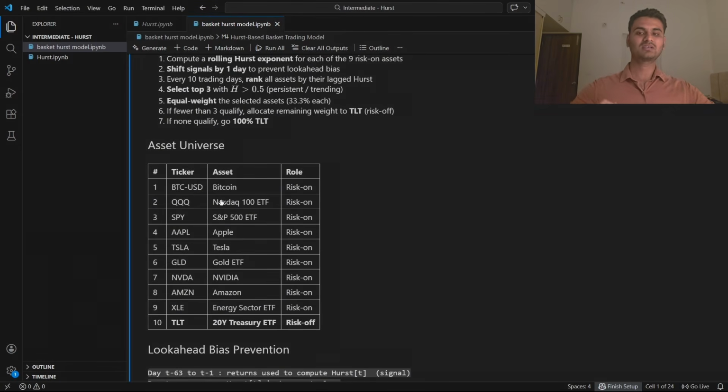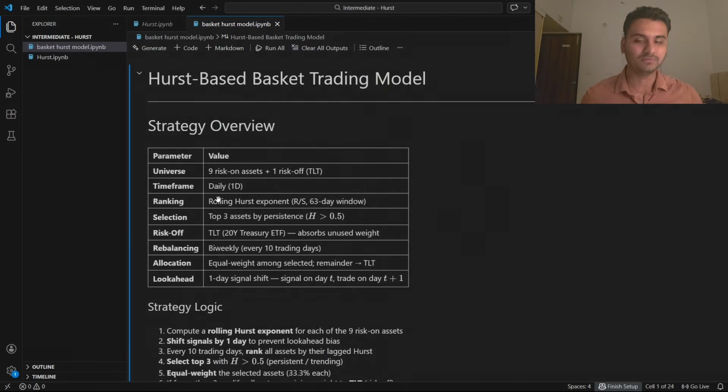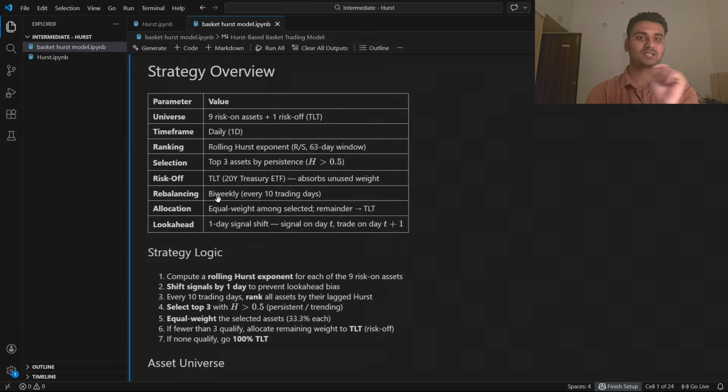So let's give the strategy overview. One thing: this model is not optimized at all. I have taken random values, like the 63-day window is completely random. The selection of the top 3 assets is completely random and a choice that I made, and even rebalancing bi-weekly, every 10 trading days, is completely random.